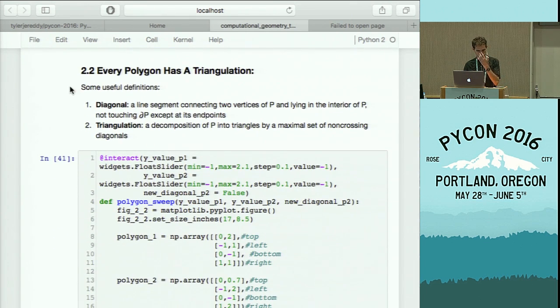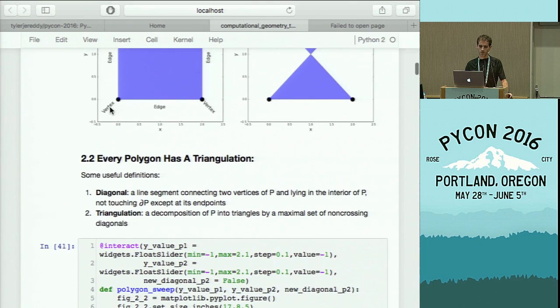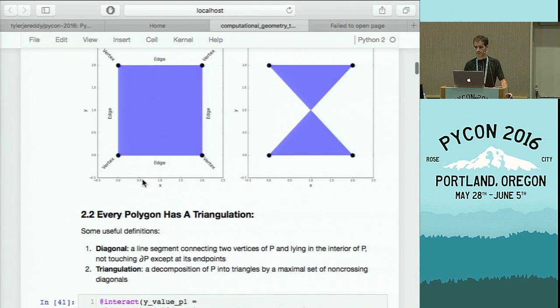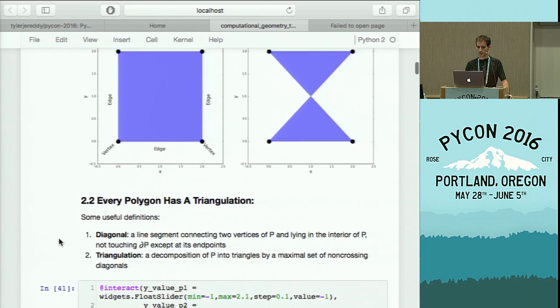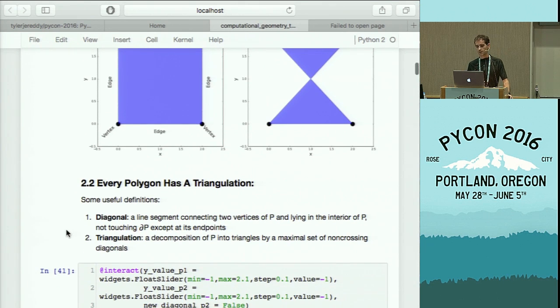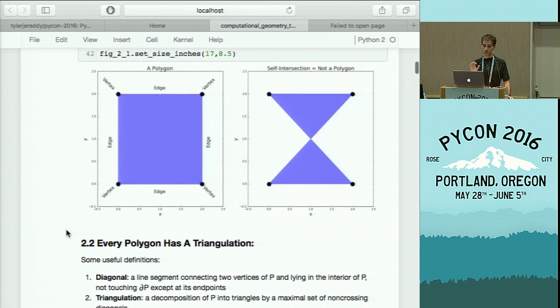So the textbook defines some useful definitions. I think this is relatively obvious, but a diagonal is a line segment that connects two vertices, so any of these black points here, without leaving the polygon. So from here up to here, or from here down to here. And it doesn't touch the perimeter except at the endpoints. And a triangulation is a decomposition into triangles by a maximal set of non-crossing diagonals, so that the diagonals can absolutely not cross.